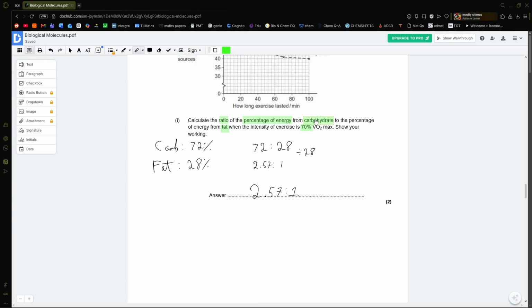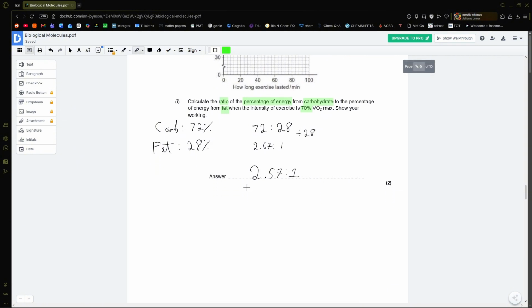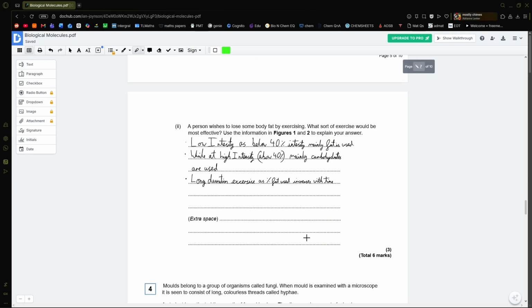They asked us for the carbohydrate to fat ratio. So carbohydrate 72, fat 28, and they just want it in a nice ratio like this. You only get 1 mark if you do it like this. You divide by the lowest one, both sides. 28 divided by 28 is obviously 1. 72 divided by 28 is 2.57. And the answer is 2.57 to 1. That's the final ratio.